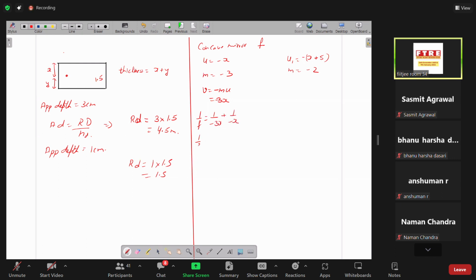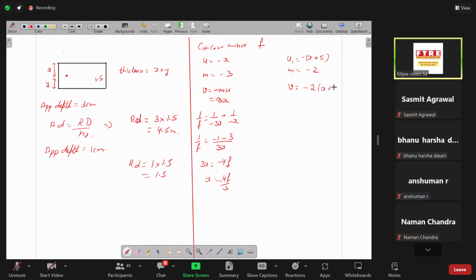So we get here 1 by f is equal to -1 by 3x minus 1 by x, which gives -4 by 3x. Or x equals -4f by 3. Second case में, we get here that v comes out to be -2 into x plus 5.